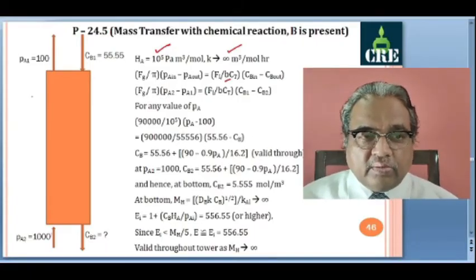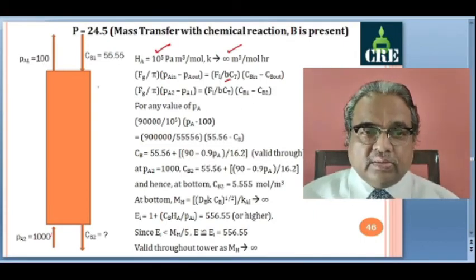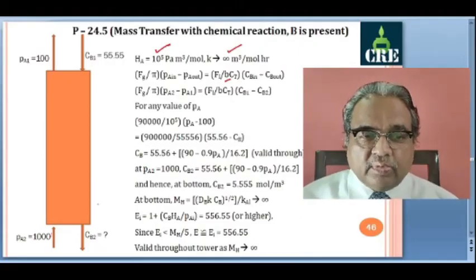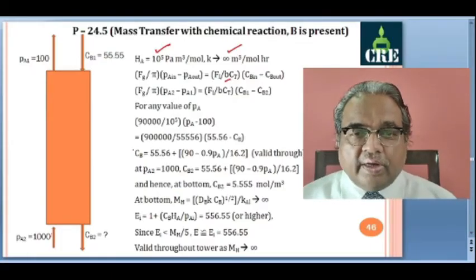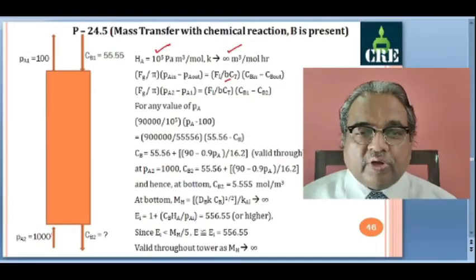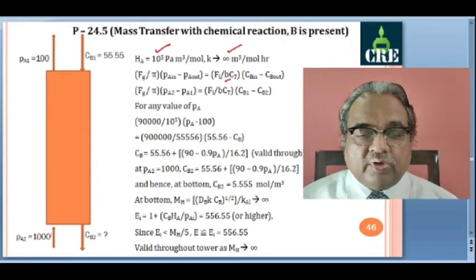CB in 1000 minus 100, PA2 minus PA1. This is CB1 minus CB2. CB1, CB2. This value will be less. This is getting consumed throughout the column. For any value of PA, you can write this equation and you get CB is equal to 50.56 plus 90 minus 0.9 PA divided by 16.2, and this will be valid throughout the column. At PA2 is equal to 1000, you can calculate CB2 and that comes out to be 5.555.